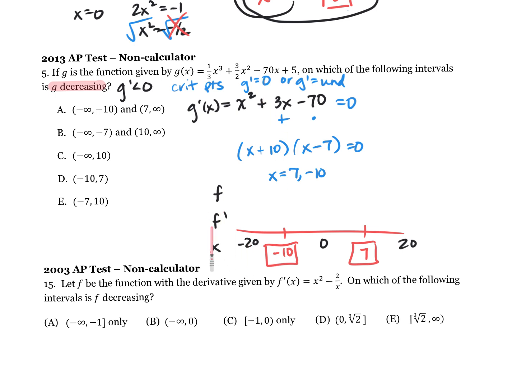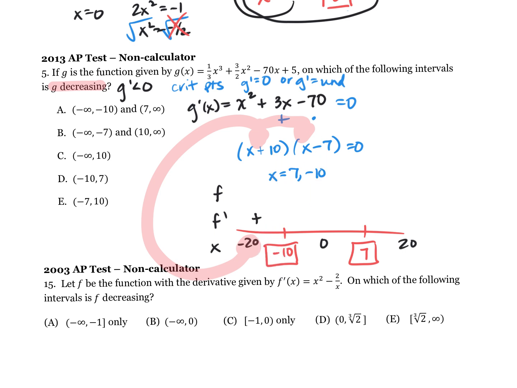Here's what we got to do, you guys. We're going to plug in negative 20 into my f prime. Again, I would go into my factored f prime, because plugging in negative 20 here is a lot of math that I think is harder than plugging in negative 20 here and here. These are both g prime. Negative 20 plus 10 would be a negative, times negative 20 minus 7 would be a negative. So a negative times a negative would make this f prime positive.